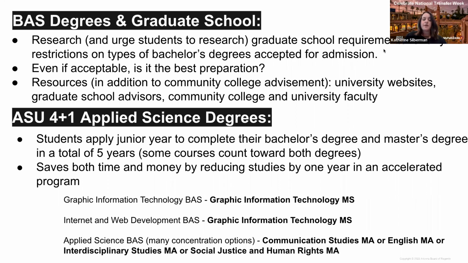And I've listed several of the BAS programs that have a 4+1 option. I don't see all of them showing, but the one that I can't see is applied science. So hopefully you can see that one, but there are some specific ones on the top, the graphic information technology and internet degrees going into the graphic information technology Master of Science degree. And then there's applied science with a ton of concentration areas that you can pursue. Some of those are things like psychology and forensic science, film and video studies.